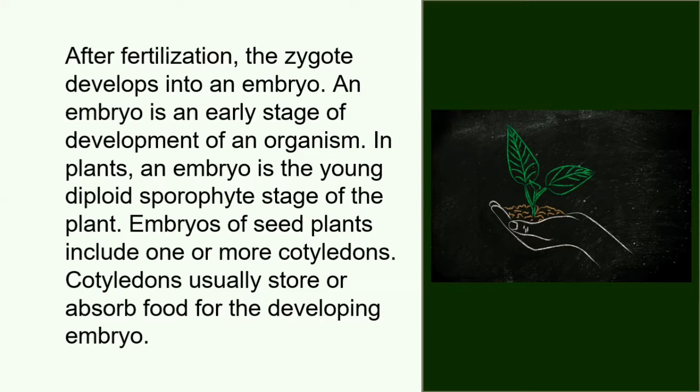After fertilization, the zygote develops into an embryo. An embryo is an early stage of development of an organism. In plants, an embryo is the young diploid sporophyte stage of the plant. Embryos of seed plants include one or more cotyledons. Cotyledons usually store or absorb food for the developing embryo.